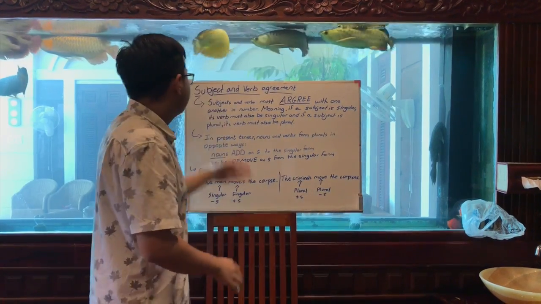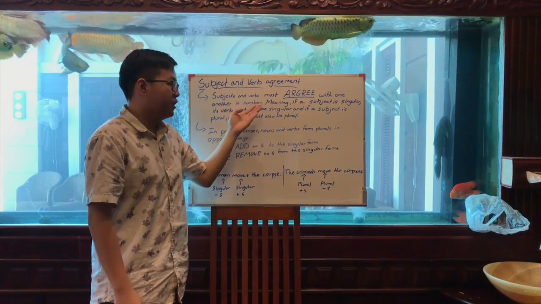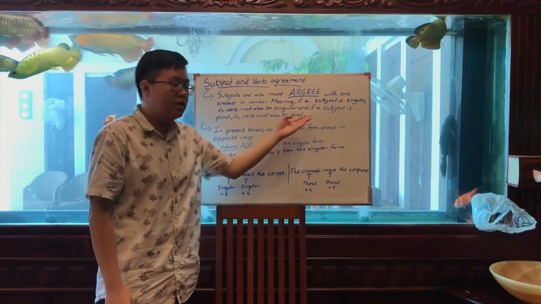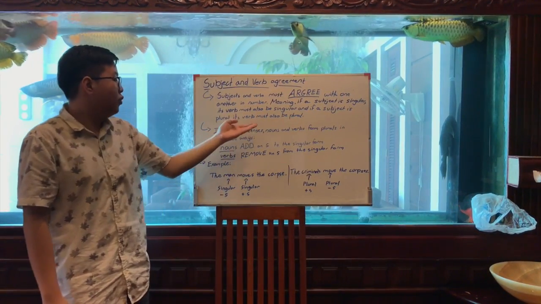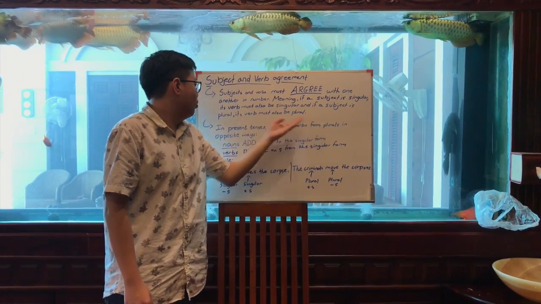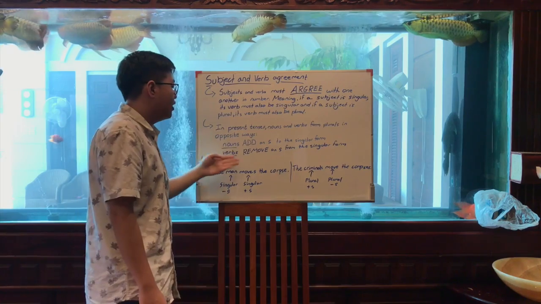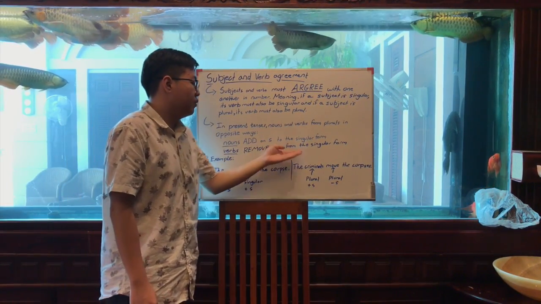We'll be explaining subject and verb agreement. Subjects and verbs must agree with one another. Meaning, if a subject is singular, its verb must also be singular. If a subject is plural, its verb must also be plural. In present tenses, nouns and verbs form plurals in opposite ways. For nouns, you add an s to the singular form. For verbs, you remove an s from the singular form.